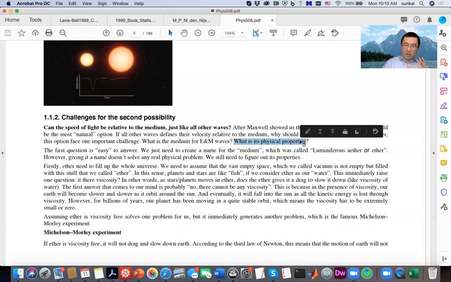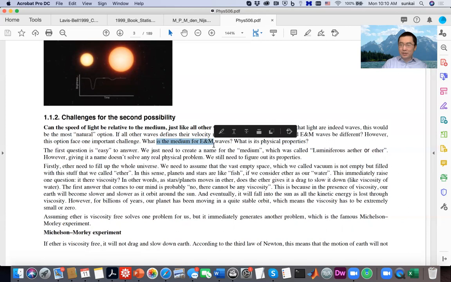Okay. So the first question is actually easy to answer. What is an E and M medium? For physicists, if we get this type of question, what is the medium of E and M waves, this can be answered easily. What we always do is, we give it a name. Once we give it a name, the first question is answered. It happens that people chose the name luminiferous ether, or simply ether. Just give it a name. The medium is called ether. So now if you ask me what's the medium of E and M waves, I will tell you it's ether.